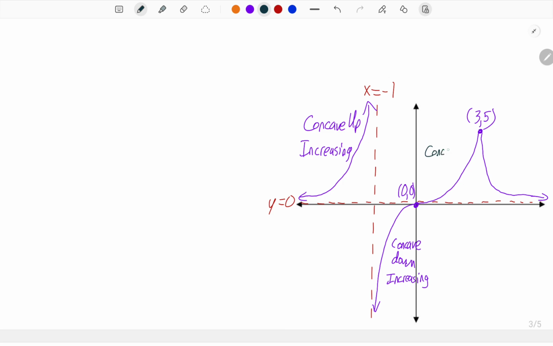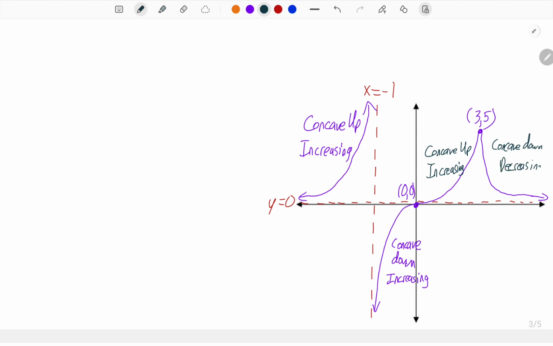So concave up, increasing, and concave down, decreasing. And there we have it.